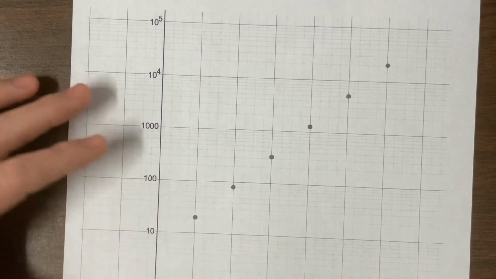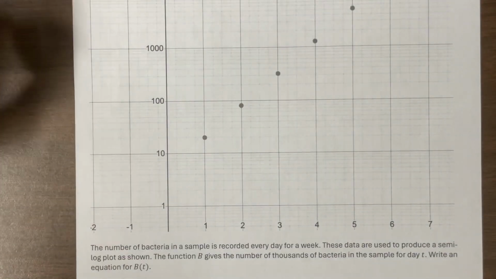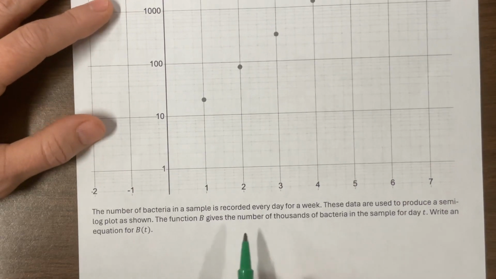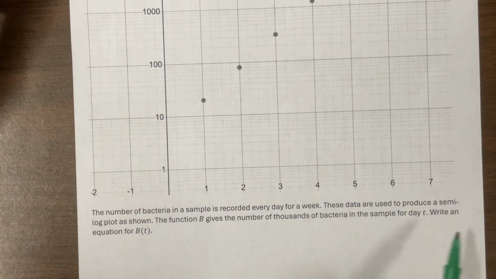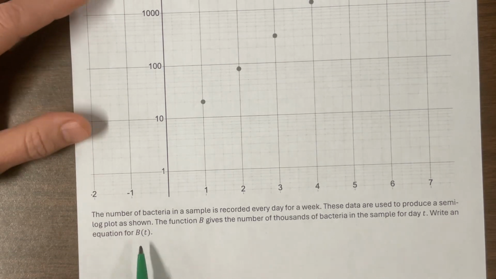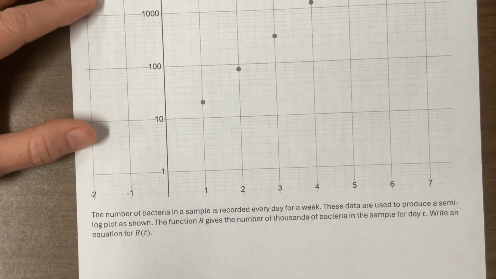And this is the one I might be the shakiest on. Okay, so they're telling us that the number of bacteria in a sample is recorded every day for a week. These data are used to produce a semi-log plot as shown. The function b gives the number of thousands of bacteria in the sample for day t. Write an equation for b of t.